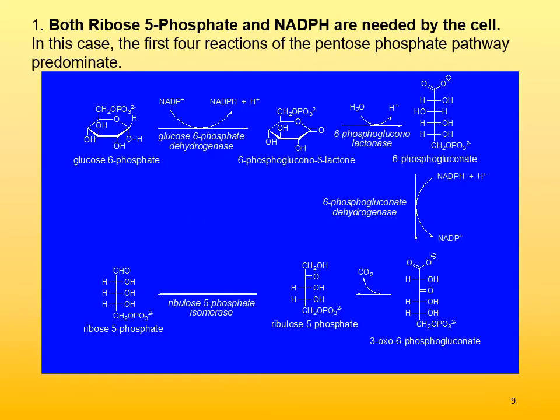In the first case, when both ribose 5-phosphate and NADPH are needed by the cell, the first 4 reactions of the pentose phosphate pathway predominate. That means that glucose 6-phosphate is oxidized to 6-phosphogluconodelta-lactone, which undergoes ring opening to 6-phosphogluconate, which is then oxidized to 3-oxo-6-phosphogluconate, decarboxylated to ribulose 5-phosphate. So those are the first 3 oxidative reactions. And finally, the fourth reaction is isomerization of ribulose 5-phosphate into ribose 5-phosphate.